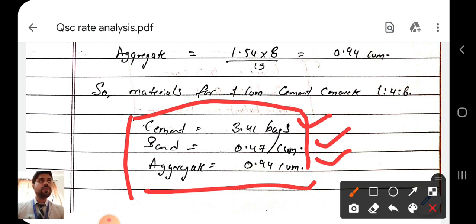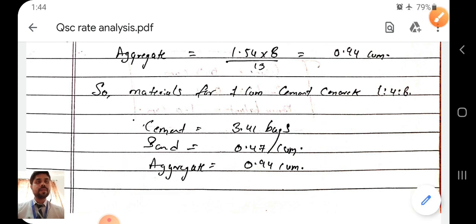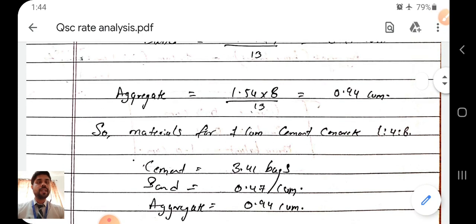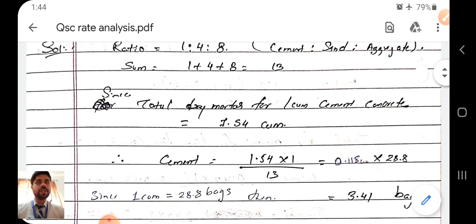If you want to know the cost of that whole work, then we will just multiply these material quantities with their rates and also add the labor, and we will get the overall cost of the cement concrete of 1 is to 4 is to 8. So this is the first exercise of calculating the quantities of cement concrete.